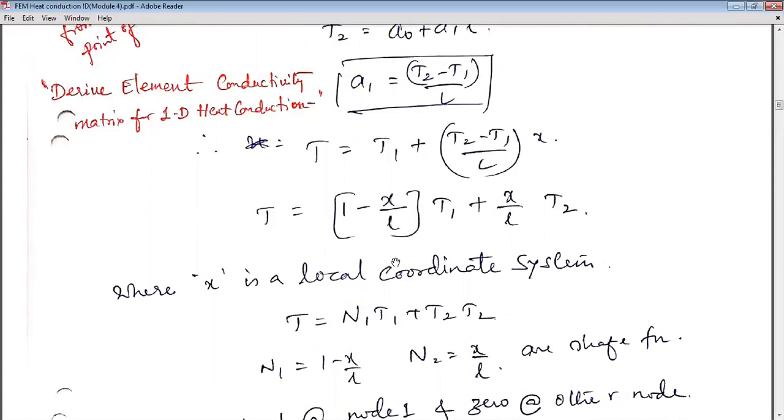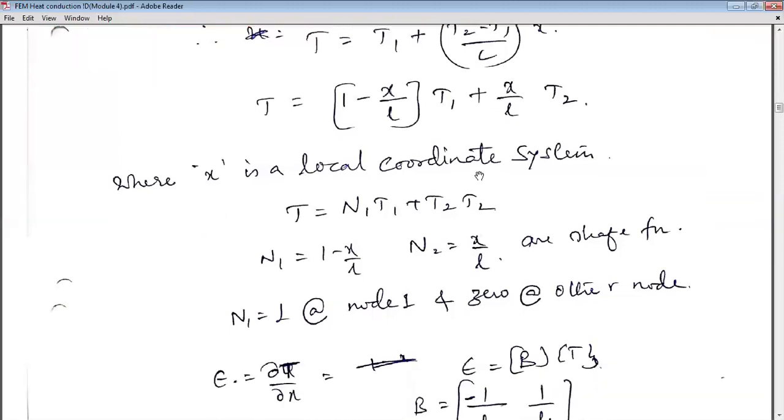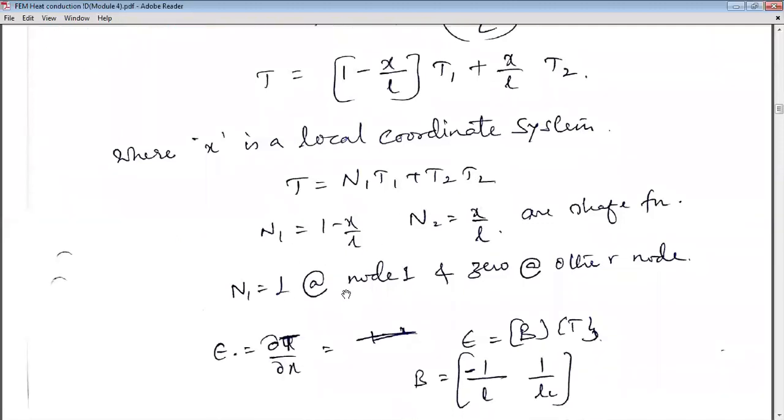What is N1? It is 1 minus X by L. Look at this similarity. T equals N1 T1 plus N2 T2. N1 is 1 minus X by L. N2 is X by L. This is the typical shape function. N1 is 1 at node 1 and 0 at the other nodes, similarly.